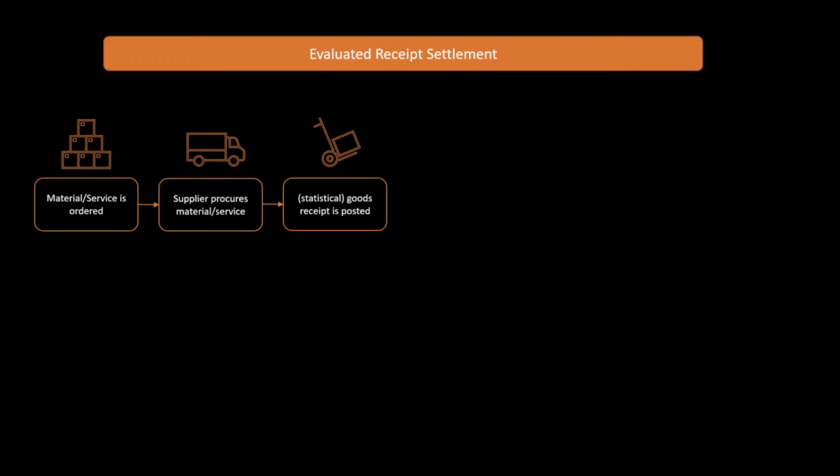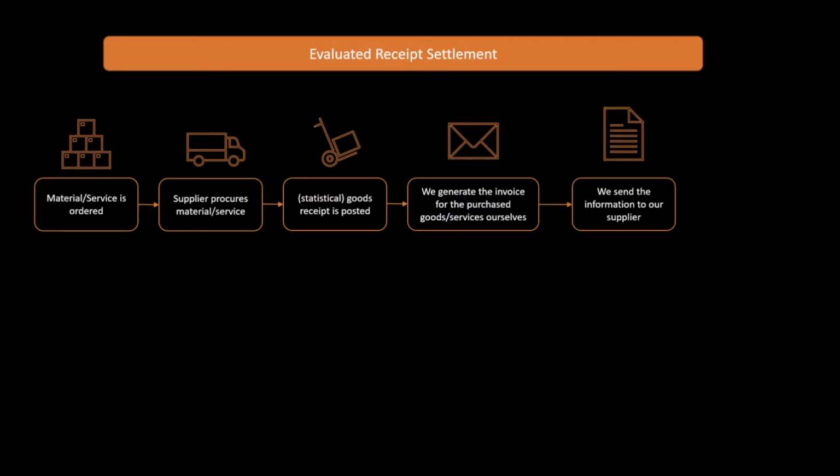However, in the evaluated receipt settlement, we generate the invoice for the purchased good or service ourselves. So normally, the supplier would send us an invoice. However, in the evaluated receipt settlement process, we generate the invoice ourselves. Then we inform the supplier that we generated the invoice, and then we also pay the amount due.